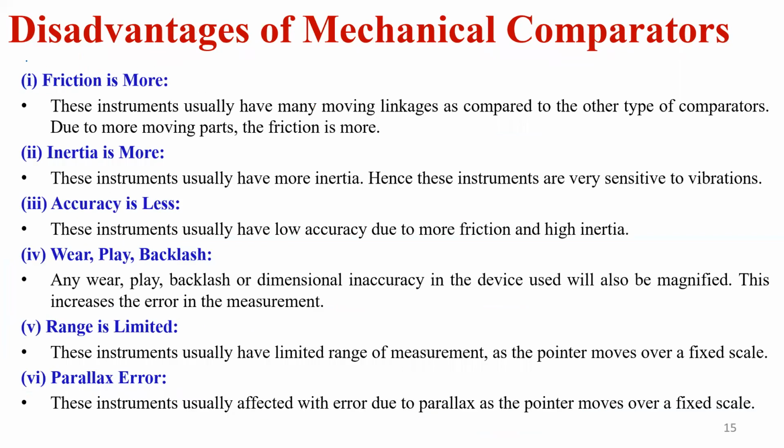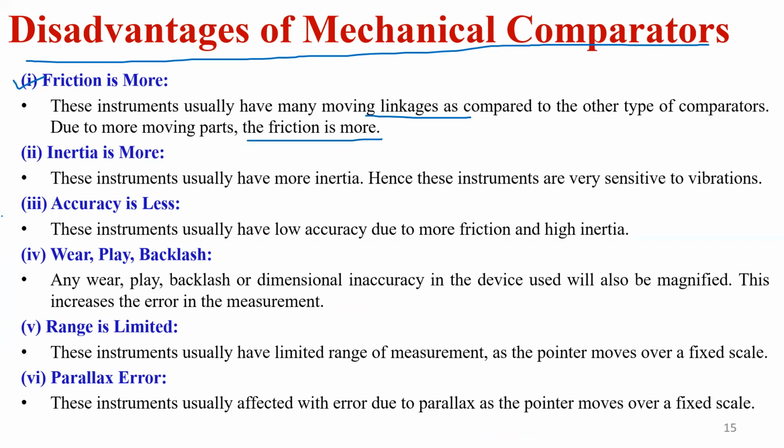But there are some disadvantages also in the mechanical comparators. One is the friction is more. So these instruments usually have many moving linkages as compared to other types of comparators. Due to more moving parts, the friction is more. And the second one is the inertia is more. These instruments usually have more inertia, hence these instruments are very sensitive to the vibrations. So that causes inaccuracies in the measurement.